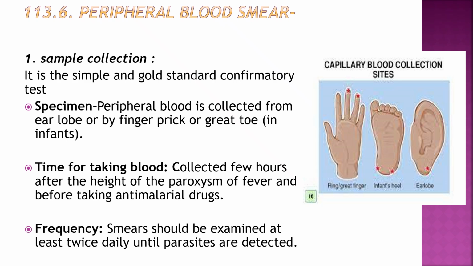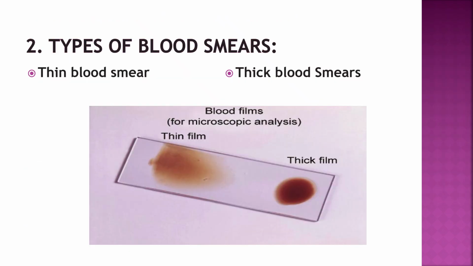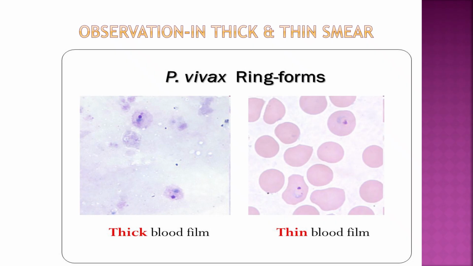Frequency: smears should be examined at least twice daily until parasites are detected. The types of blood smears: there are two types, thin blood smear and thick blood smear. So you can see in this picture the observation in thick and thin smear.